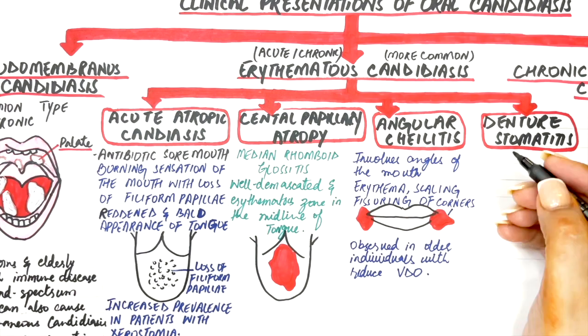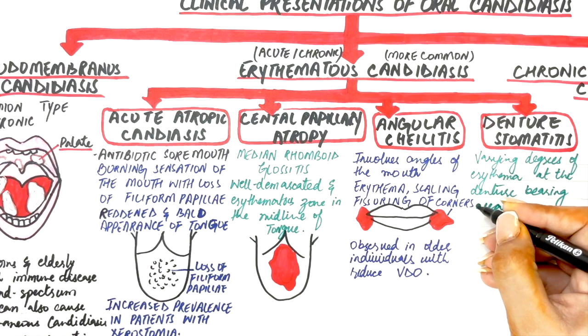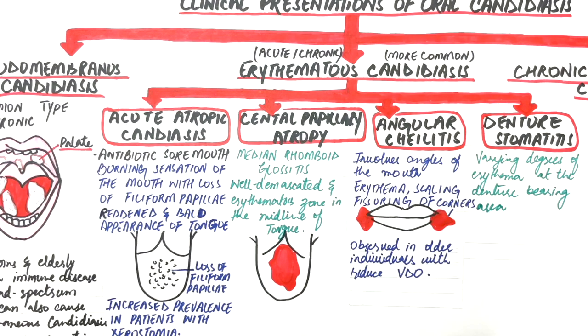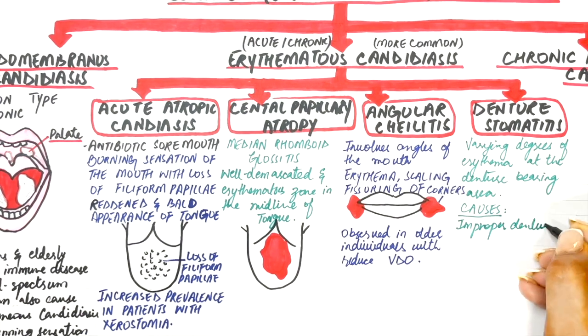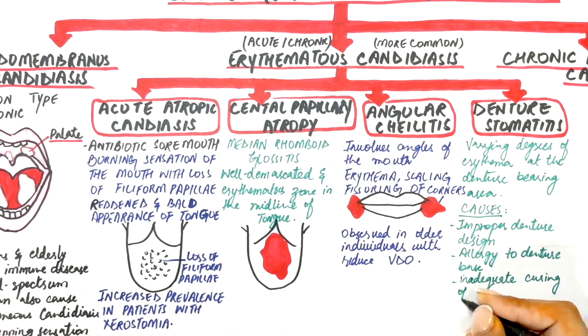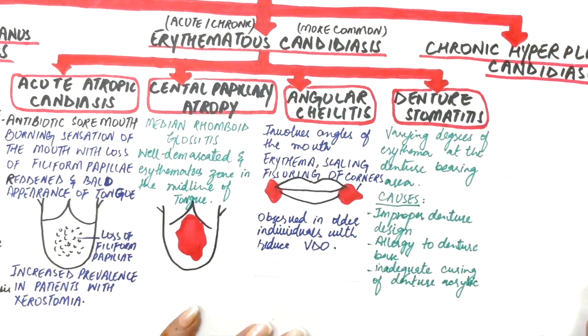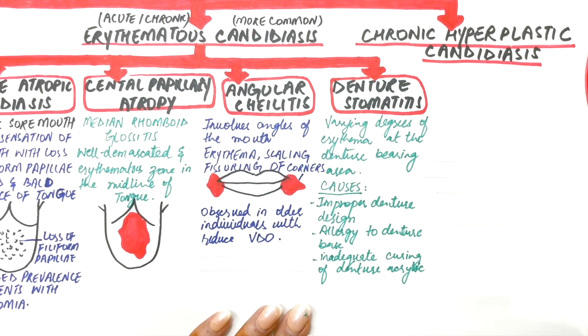Denture stomatitis is the next form of erythematous candidiasis, characterized by varying degrees of erythema localized to the denture-bearing areas of a maxillary removable denture. This condition could be caused by an improper design of the denture, causing unusual pressure over the mucosa, or allergy to the denture base. Inadequate curing of the denture acrylic has also proven to be a cause of denture stomatitis.